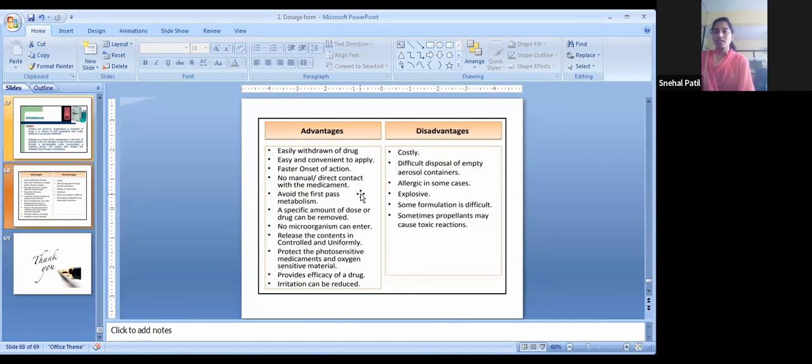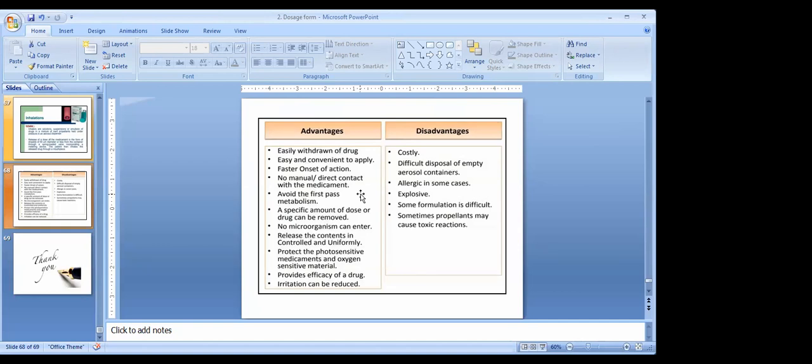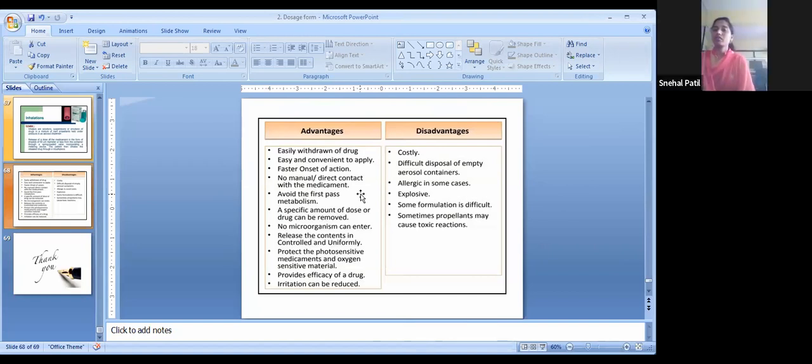The next is avoid the first pass metabolism. We see the first pass metabolism. This means when drug is administered orally, then it undergoes first pass metabolism. But here it is applied directly in the respiratory tract. So it avoids the first pass metabolism.